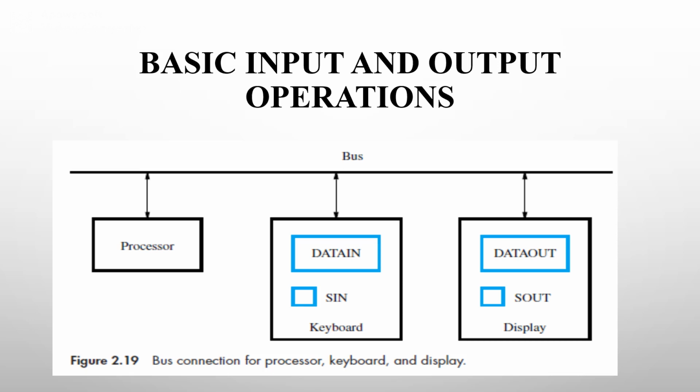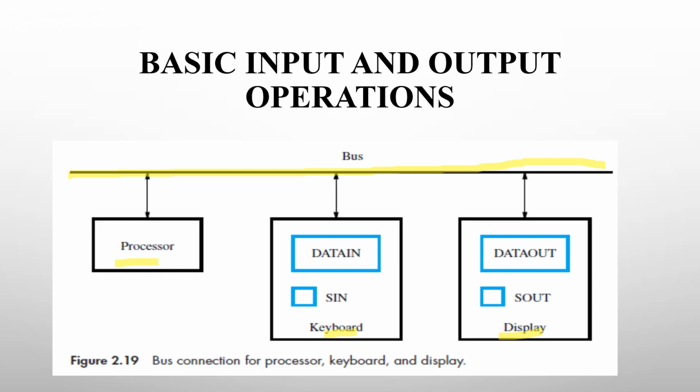Consider an example of connecting a video terminal to a processor. A video terminal consists of a keyboard as well as a display unit, as shown in the diagram. Here we can observe a single bus to which the processor and the I/O, that means the keyboard as well as the display, are connected. The complete circuitry for each device is connected to the processor via the bus.